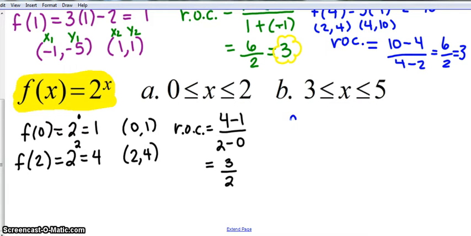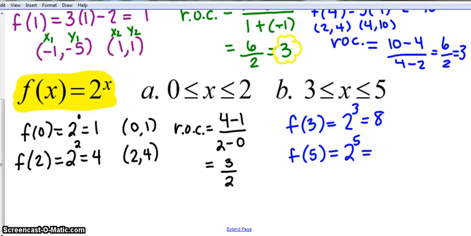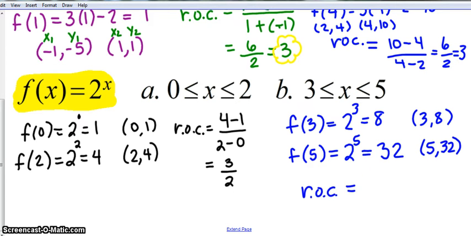All right, so for this one, you're going to see f of 3 is 2 to the third, which is 8, and f of 5 is 2 to the fifth, which is 32. So my points are 3, 8, and 5, 32. Now I'm going to plug in for that rate of change. And I'm going to have 32 minus 8 over 5 minus 3. So I have 24 over 2, which is 12.